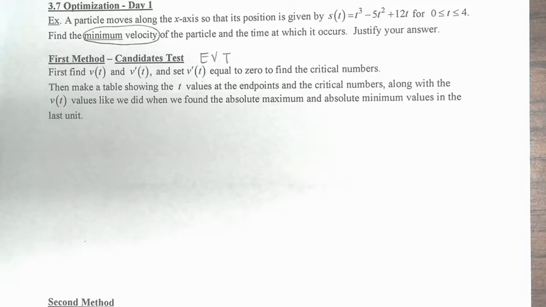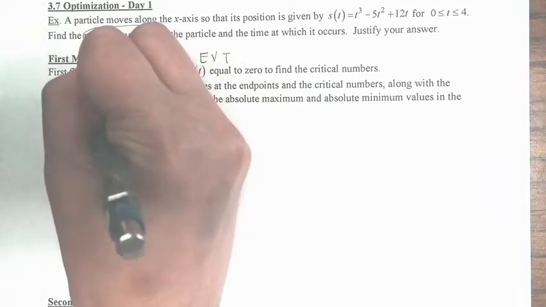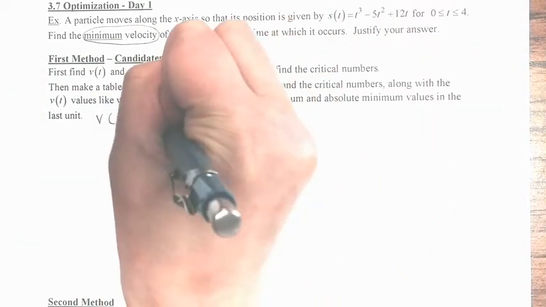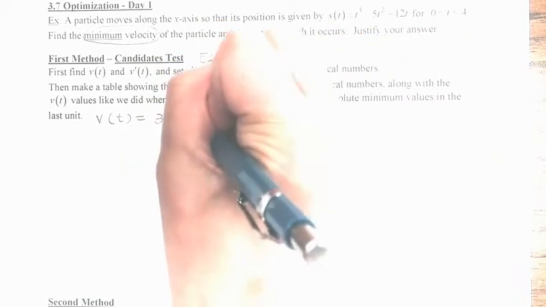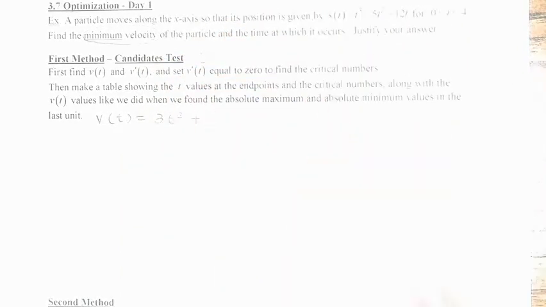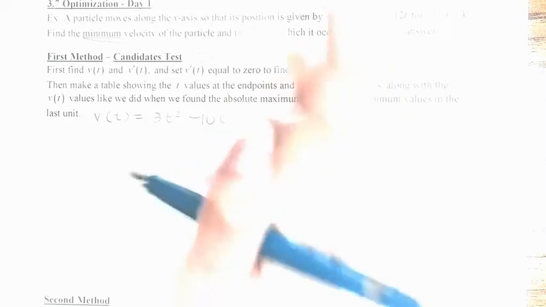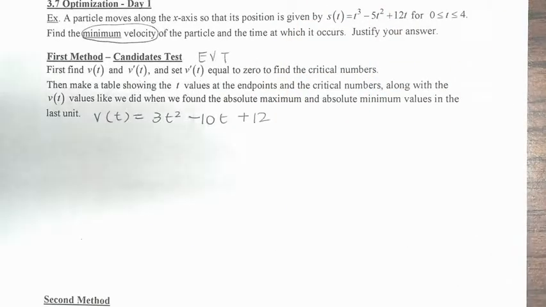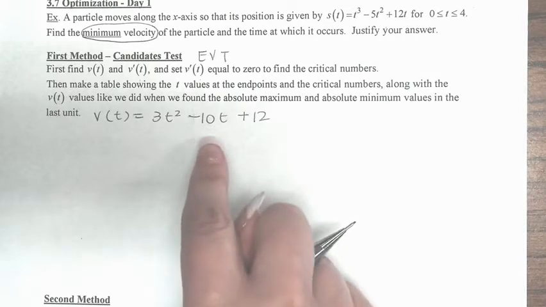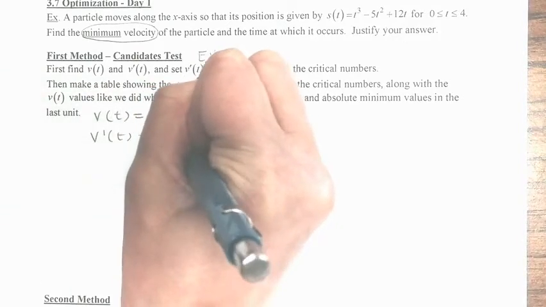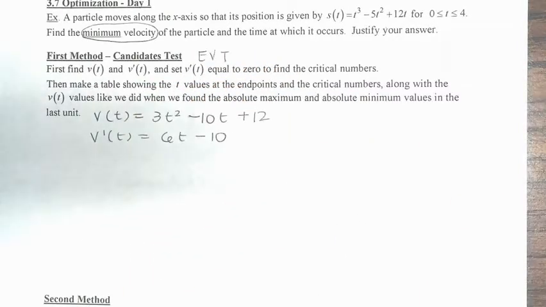Okay, so now that we know what we're going to do, v of t is going to be the derivative of the position function. That is going to be 3t squared, well, not plus actually, minus 10t plus 12. So that is your velocity equation. We want to minimize this equation, therefore we need to find the derivative. The derivative of this one is 6t minus 10.